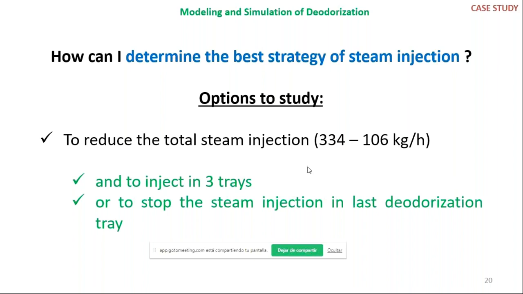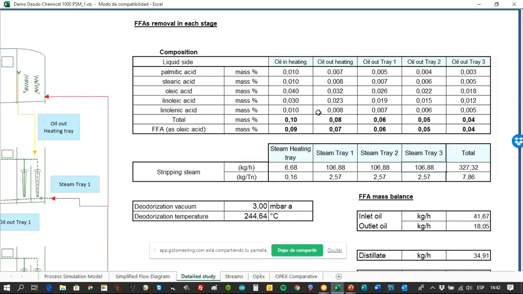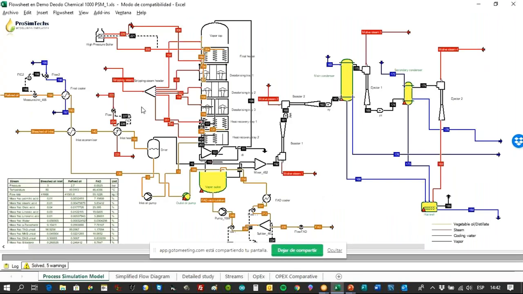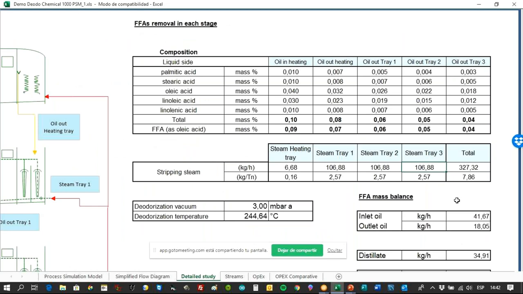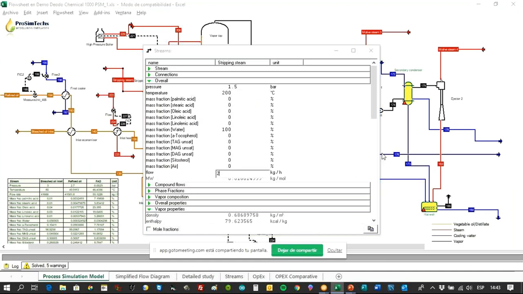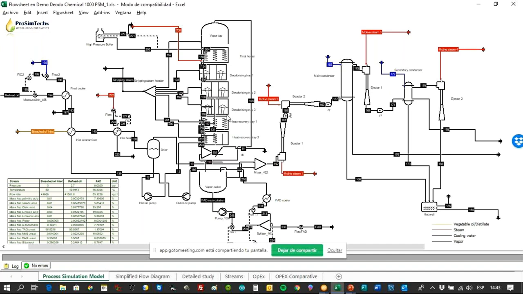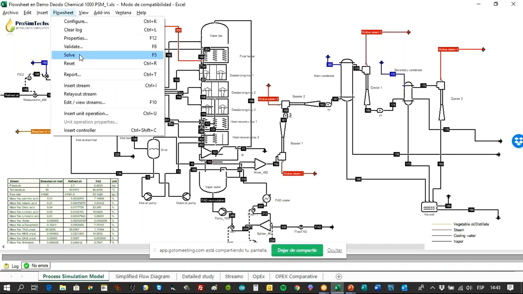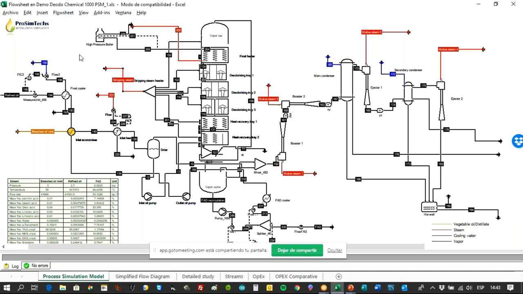So I came back to the model. Basically, 227 will be my new stripping steam mass flow rate that I am going to use. So I click here, I am going to modify this number and put 277. As you can see, everything now is black. And I go to flow sheet and solve. And now the model is running, recalculating all the equations involved in the model, aiming to take into consideration that I have changed the mass flow rate of stripping steam.